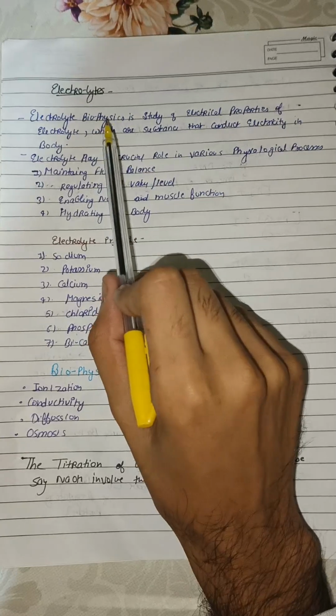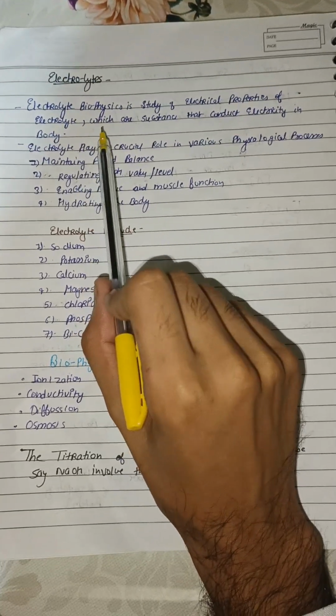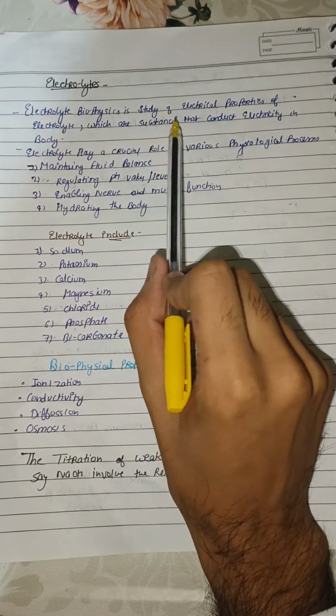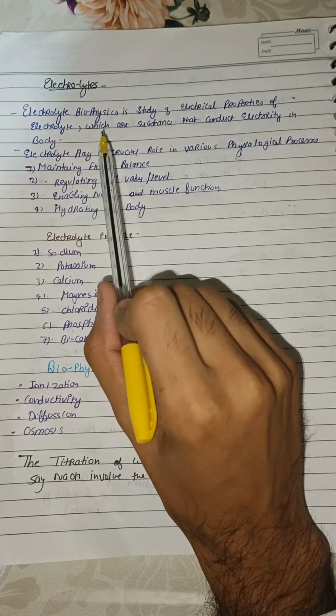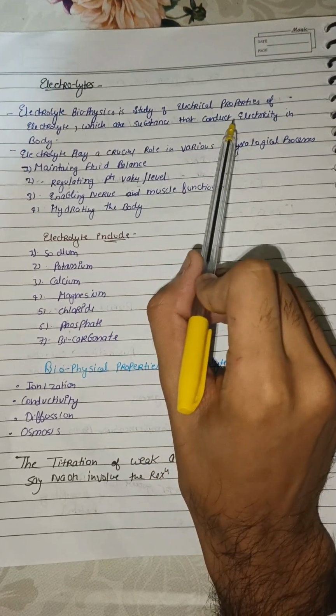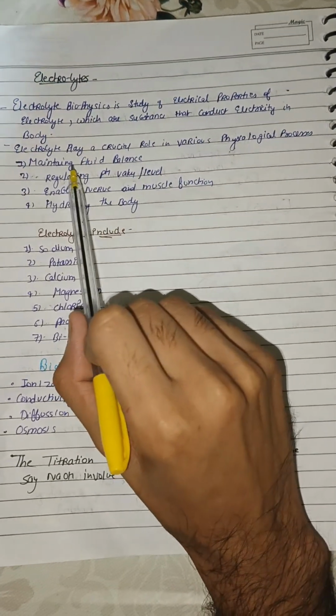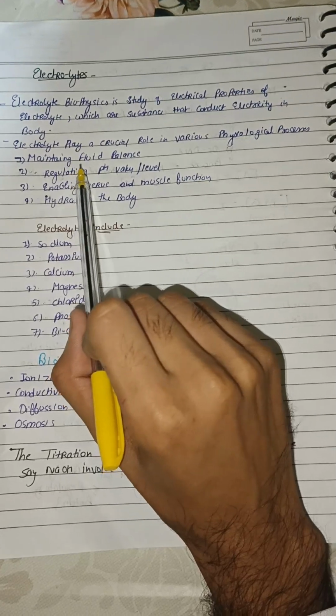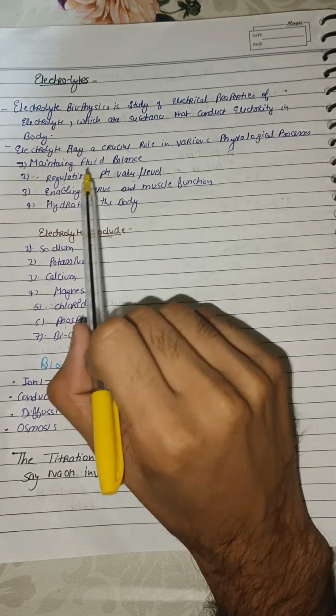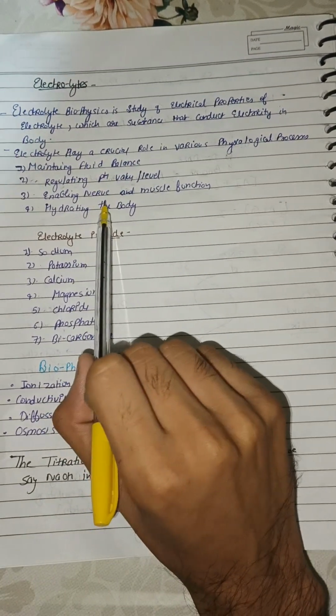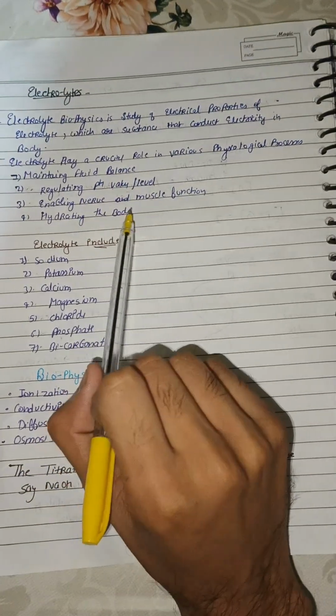My third topic is electrolytes. What is electrolyte biophysics? Electrolyte biophysics is the study of the electrical properties of electrolytes, which are substances that conduct electricity in the body. The main functions of electrolytes are that they play an important role in maintaining fluid balance, regulating pH value, enabling nerve and muscle function, and hydrating the body.